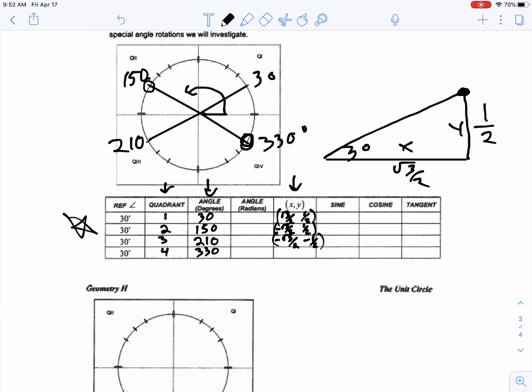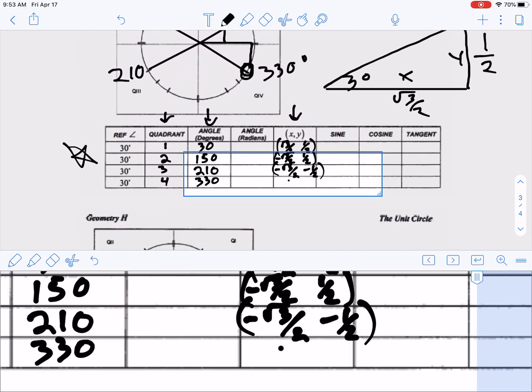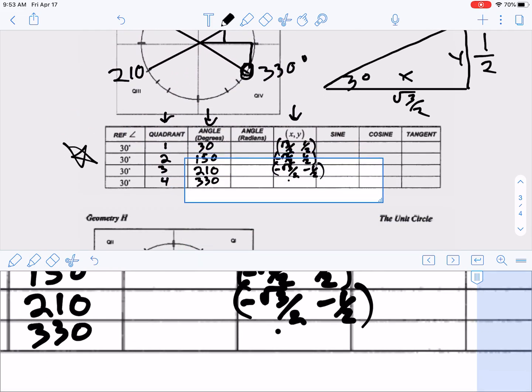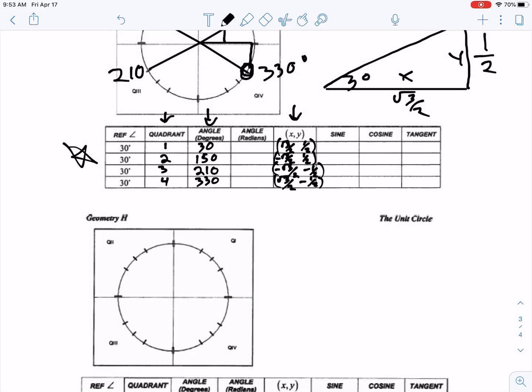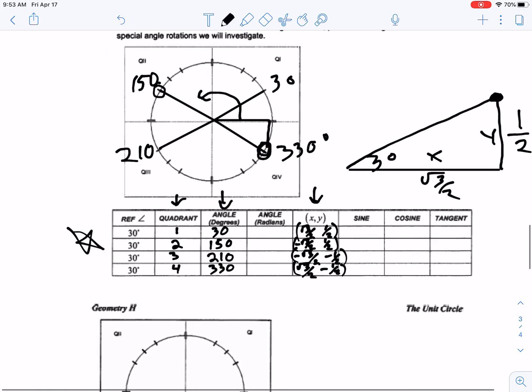go +x, and then -y to get there. So we're going to go right into there, and we're going to say, +x, so we're talking √3/2 and a -y, -1/2. So those are the coordinates of these positions. The coordinates here, here, here, and here.